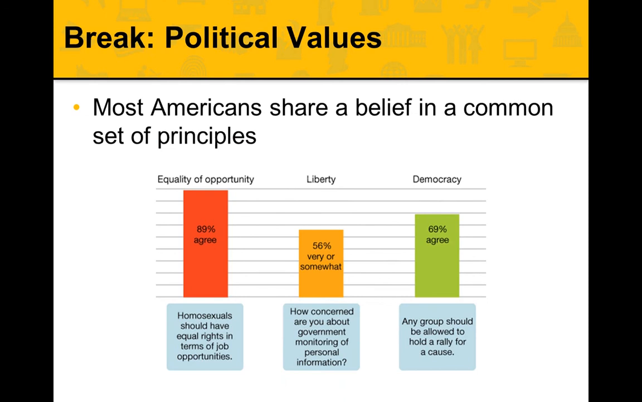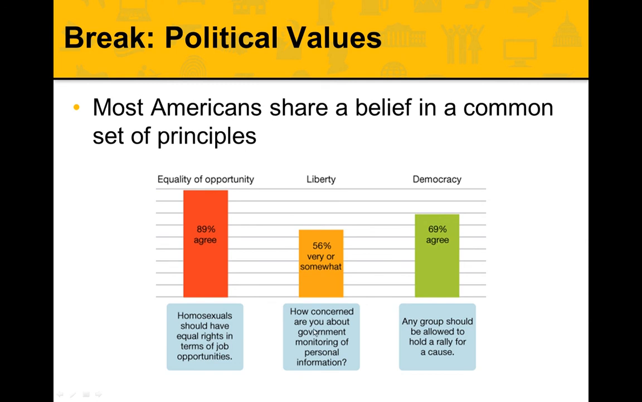All right, we're going to take a break, but here's a poll that was taken reinforcing what American political values are. Remember, the American political values are liberty, equality, and democracy. A poll asked about particular issues, such as whether homosexuals should have equal rights in terms of job opportunities. This falls under the value of equality of opportunity, and 89% polled agreed with that.